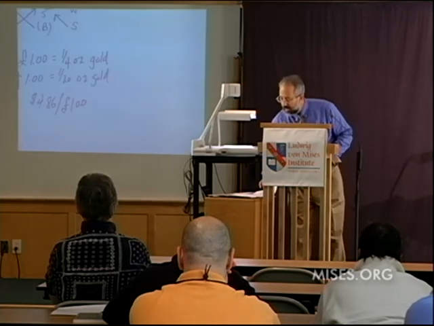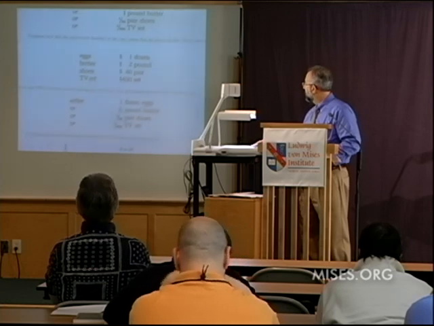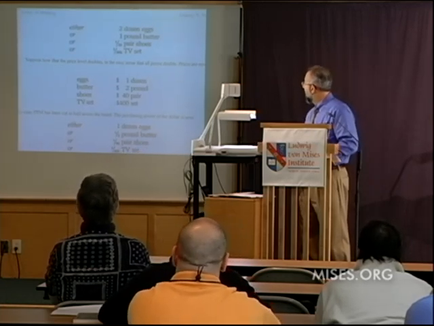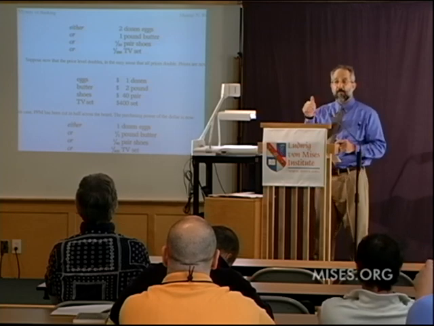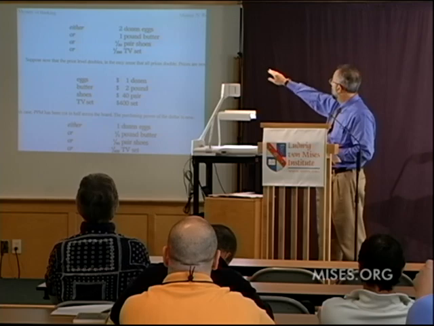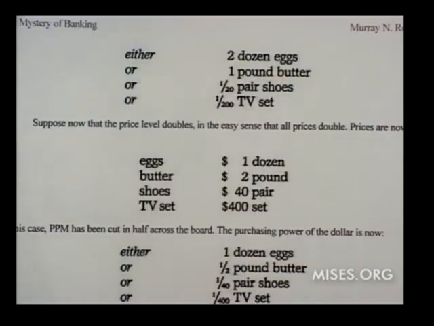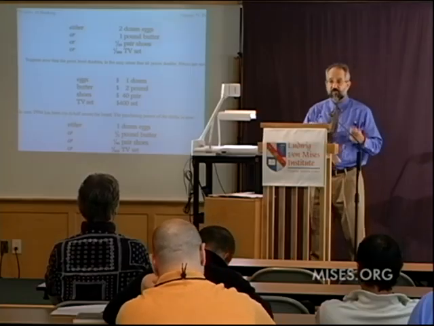So we can then state the purchasing power or price of money as an array. It's not a unitary figure. It's not a single figure. It's an array of alternative goods and services that the monetary unit can command or purchase. So a dollar can purchase either 2 dozen eggs, which are 50 cents a piece, or 1 pound of butter, or 1/20th of a pair of shoes, or 1/200th of a TV set. So money is still in a state of barter with all other goods and services, paradoxically enough. Or another way of putting that is that money does not have a single market. All other goods and services have a single market in which they're exchanged for money.